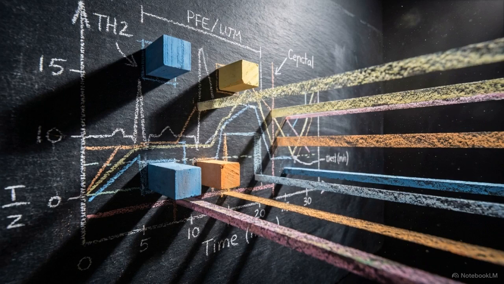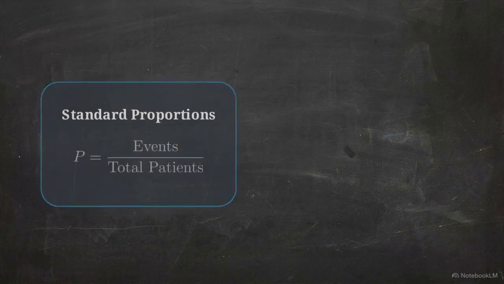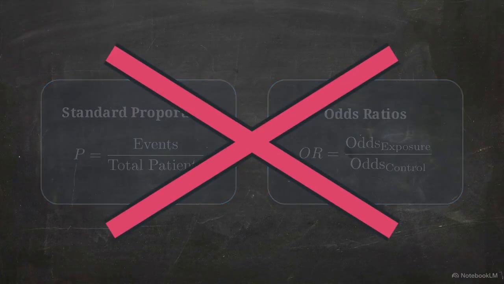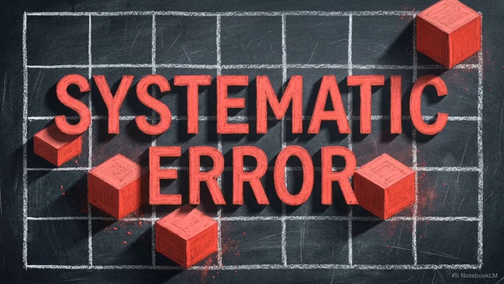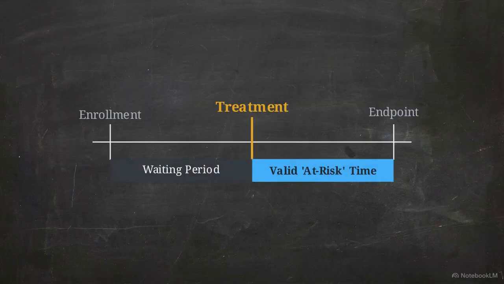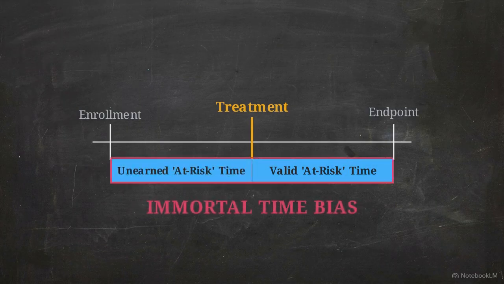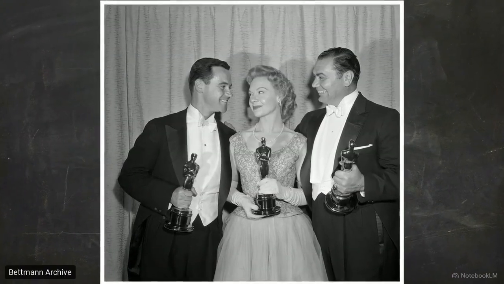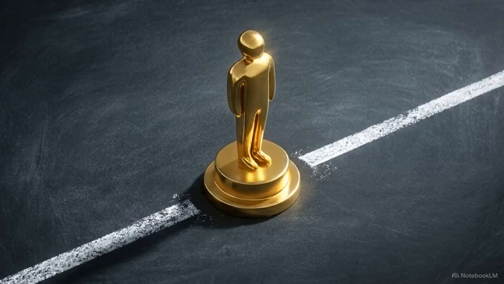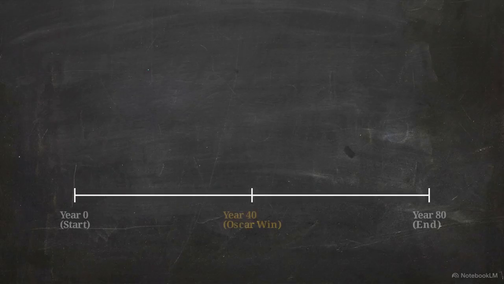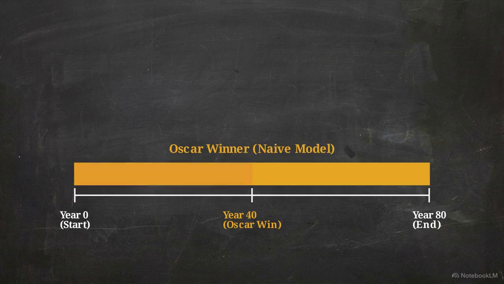Applying these models to time-to-event data requires an additional dimension. Standard proportions and odds ratios completely fail here because they ignore event timing and cannot handle patients who are right-censored. Using rigid time definitions in survival models introduces immortal time bias. This error artificially assigns unearned at-risk survival time to an exposed treated group. We can observe this bias in historical studies claiming that winning an Academy Award extends an actor's lifespan. Winning an Oscar is an observational milestone that divides a subject's timeline. The actor had to survive long enough to win the award, but naive models credited those pre-award years of survival entirely to the Oscar winner category.